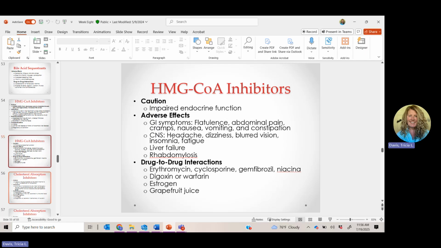Grapefruit juice decreases the effectiveness of this medication, and it can cause toxicity of taking with warfarin and digoxin.